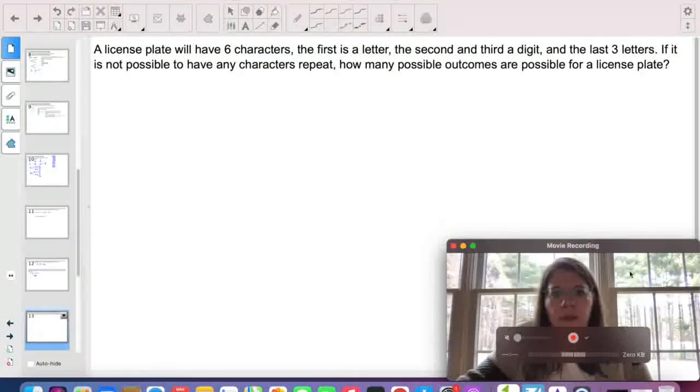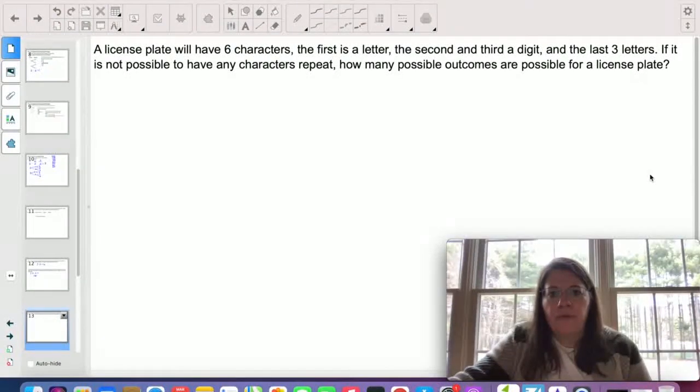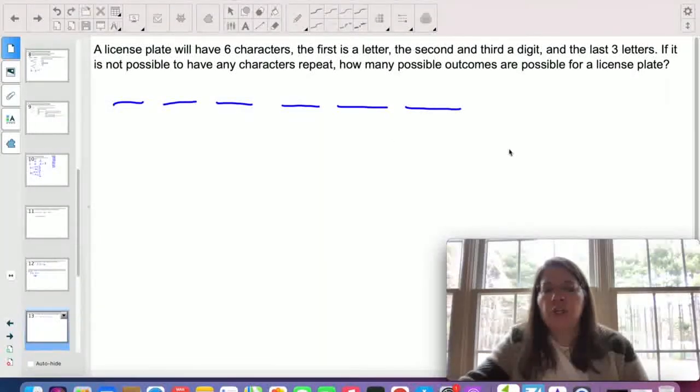In this one, it says a license plate will have 6 characters. The first is a letter, the second and third a digit, and the last 3 letters. If it is not possible to have any characters repeat, how many possible outcomes are possible for a license plate? All right, it tells us in the beginning it has 6 different characters, so I'm going to need 6 spaces. And what I'm going to do in each of these 6 spaces is put how many possible outcomes there are for each individual character. So we have 6 characters, that's why I drew 6 blanks.